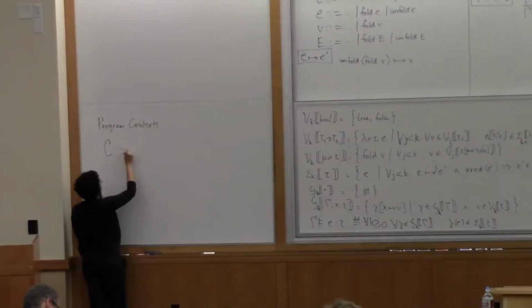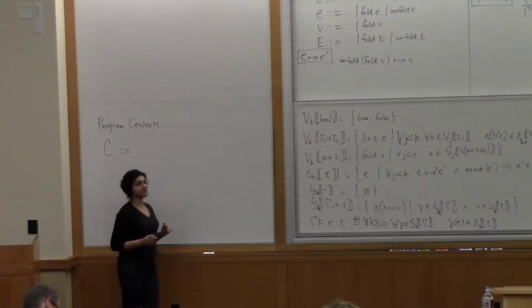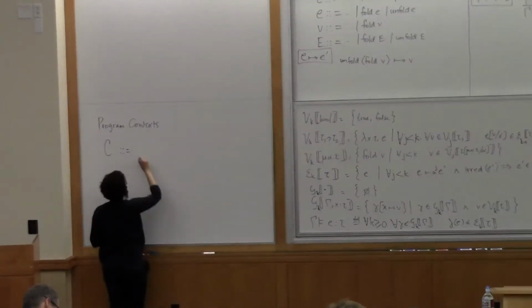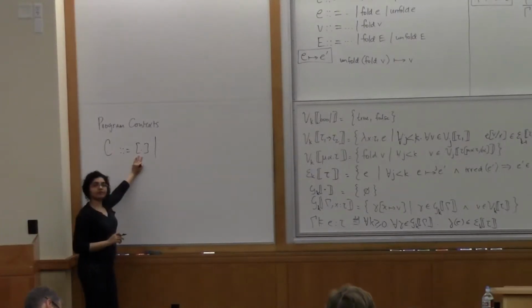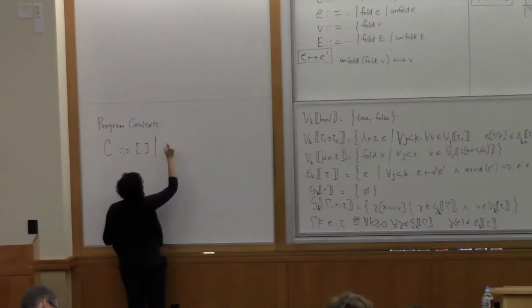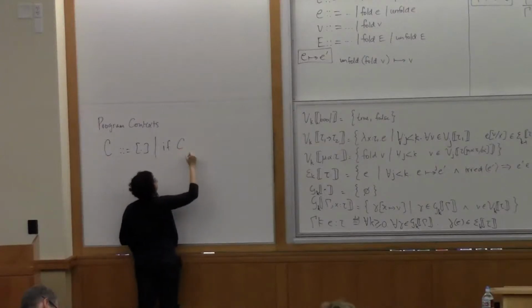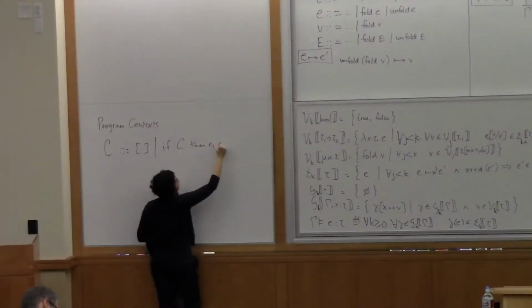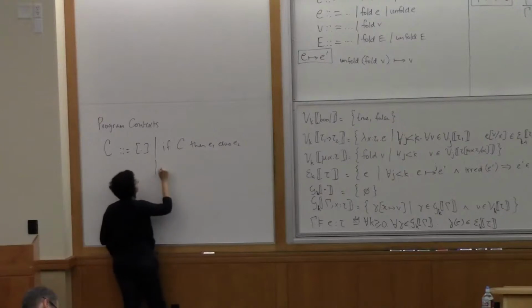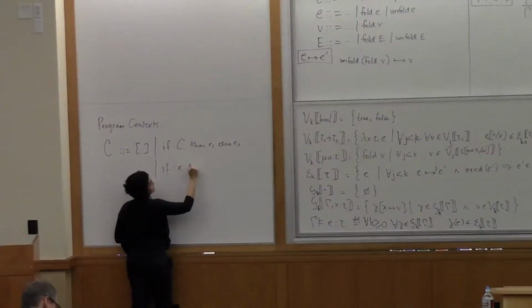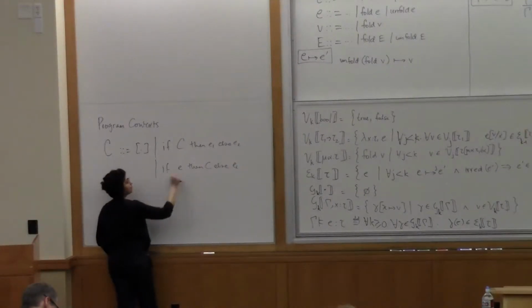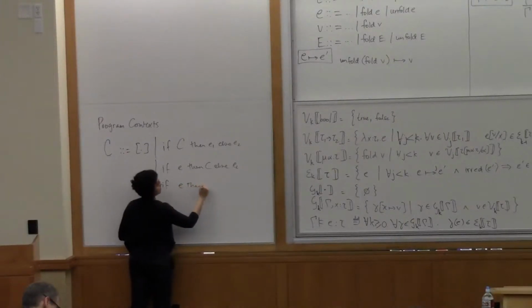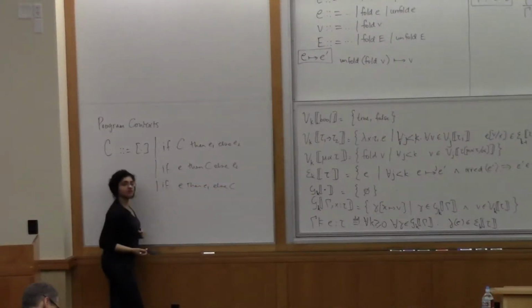Okay, so here's the grammar for program contexts for, let's just do simply typed lambda calculus for now. So here's a valid program context. Here's another one. Here's another one. Right, so we're just moving the position of the hole in some sense. If E, then E1, else C, right?